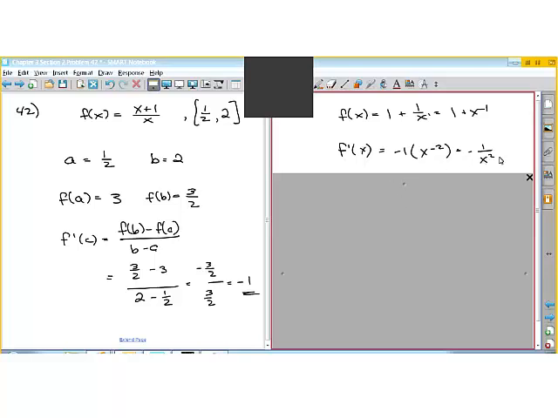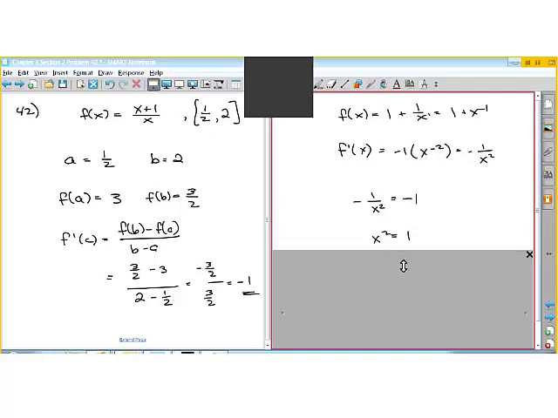Okay, and then we set the derivative equal to this number, not to 0. So -1 over x squared is equal to -1. Multiplying by x squared and by -1, you get x squared is equal to 1.